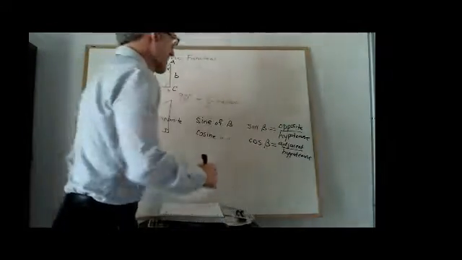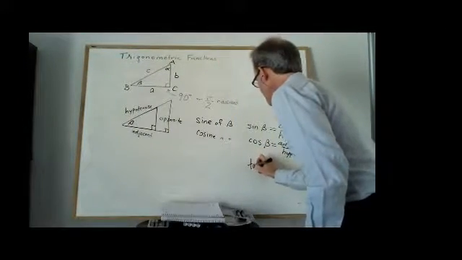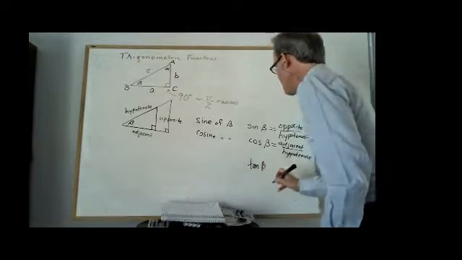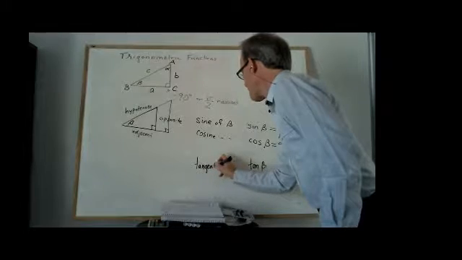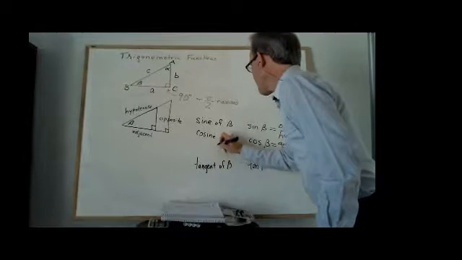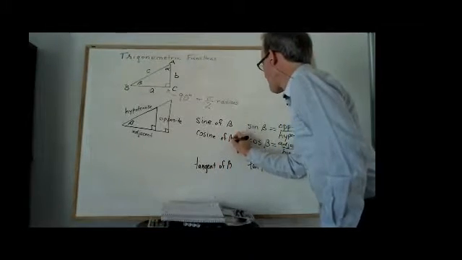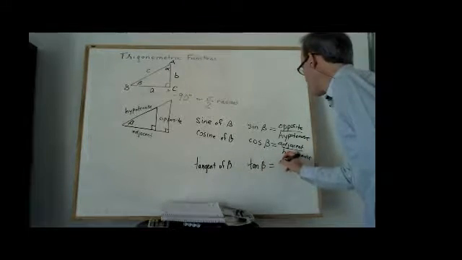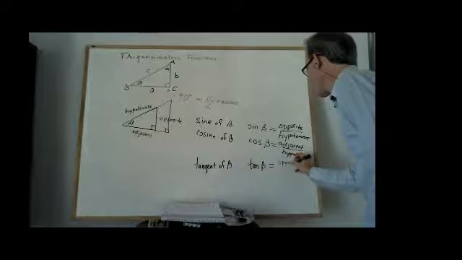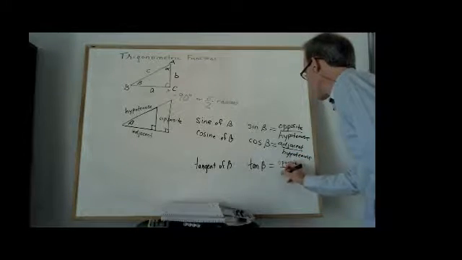There's also another standard quantity called the tangent of beta. I can write it out. And tan beta is the opposite over the adjacent.